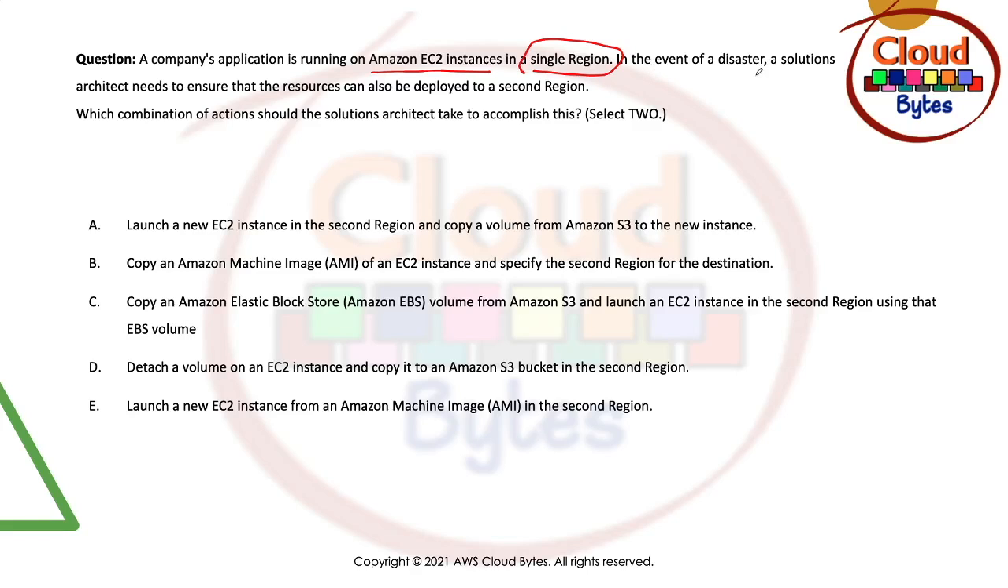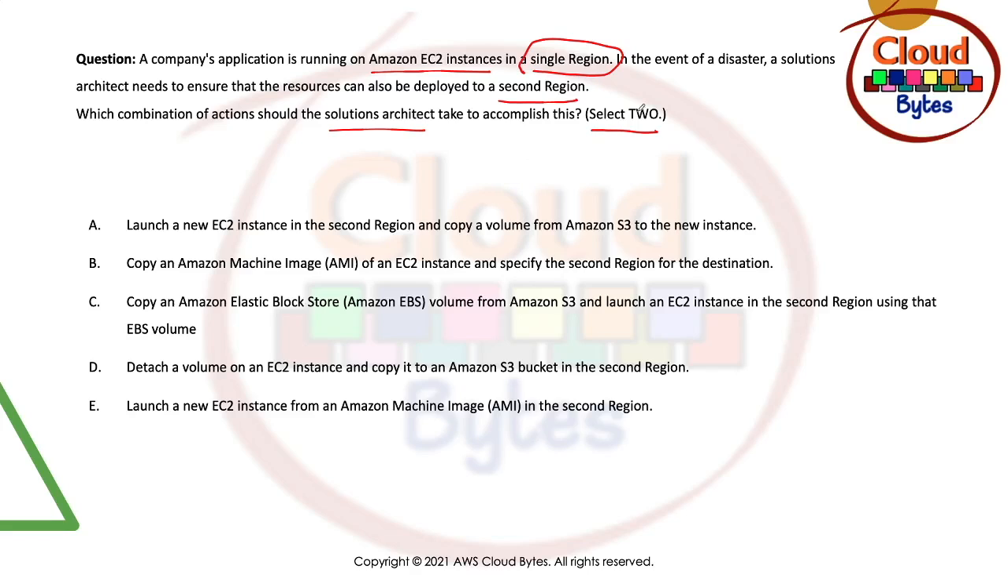In the event of a disaster, a solutions architect needs to ensure that the resources can be deployed to a second region. So we need to deploy this EC2 instance in a second region in case of a DR scenario. Which combination of actions should the solutions architect take to accomplish this? And we have to select two options over here.